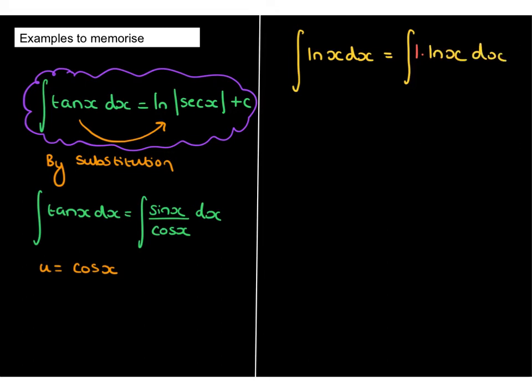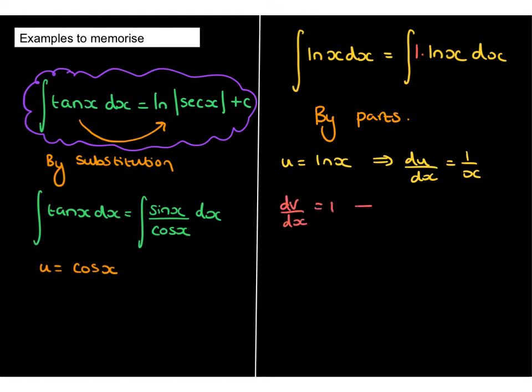And then, of course, we do this by parts. So we set up u equal to ln of x, so du by dx equals 1 over x, and we set up dv by dx equal to 1, which gives us v equals x. And we can then run the integration by parts process. Have a go yourself. I think it's worth memorising that the result is this.